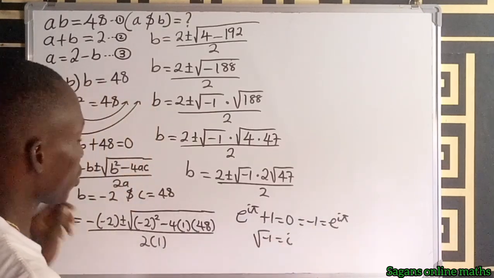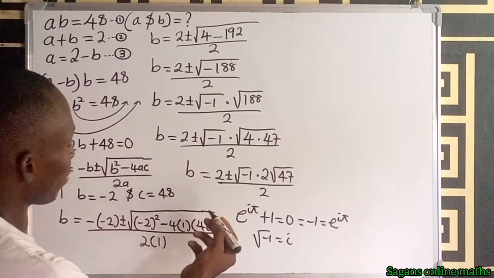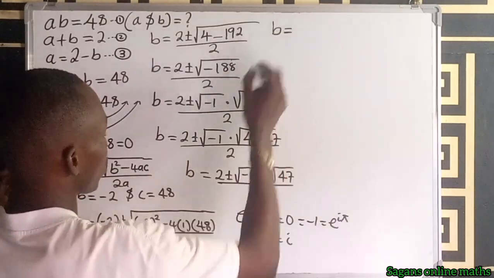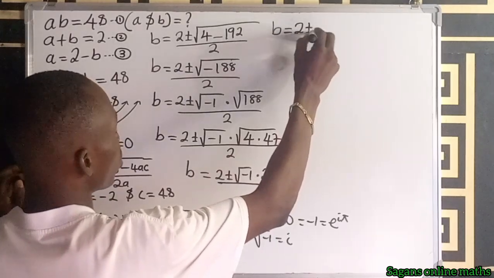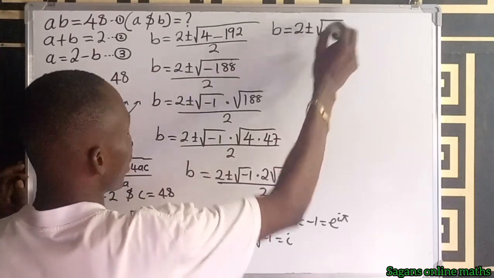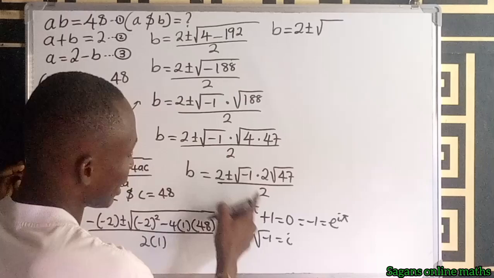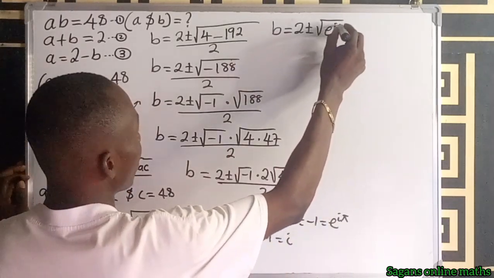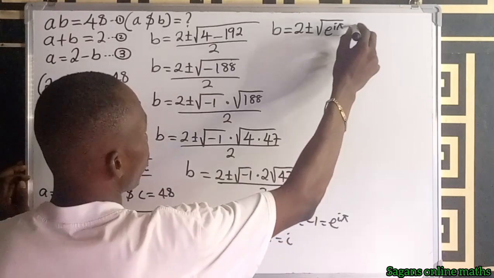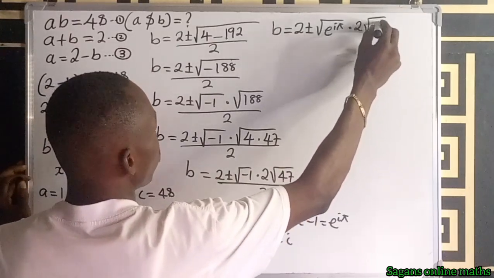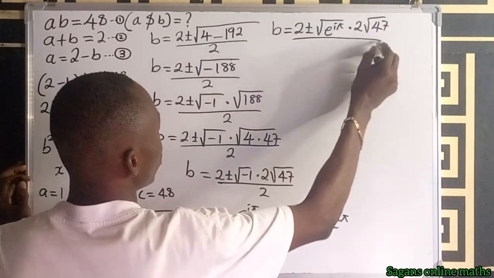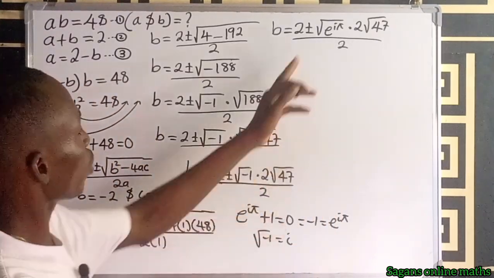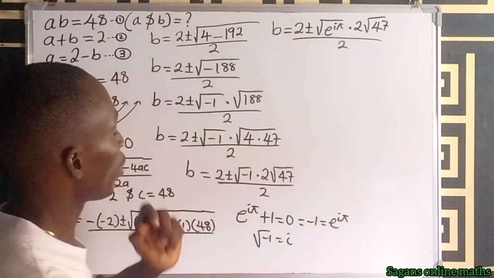Now from here, I can do something very interesting. That means b is equal to 2 plus or minus root, look at minus 1 by the equivalence identity is equal to e to the power of i pi, so e to the power of i pi, multiplied by 2 root 47, all divided by 2. Now let's take the square root of this and multiply by this, so we obey the rule of surd.